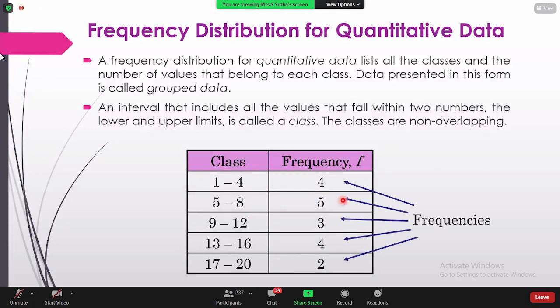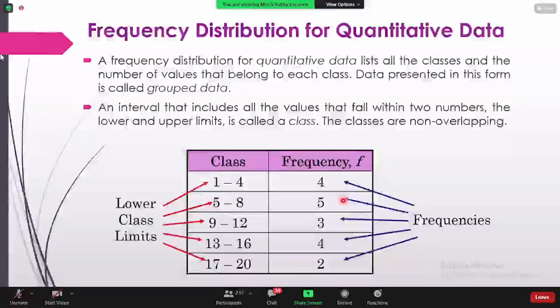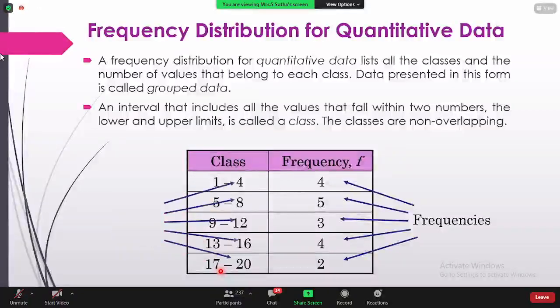So these are the frequencies. And the starting numbers of the classes are called lower limits. The end numbers of the classes are called upper class limits. So if we take 1 to 4, 1 is the lower limit of the class and 4 is the upper limit of the class.